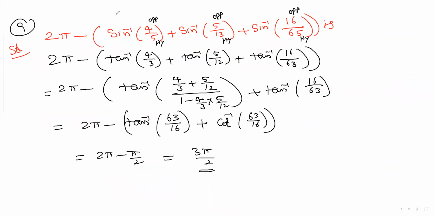Okay, now I am going to explain question number 9. 2 pi minus sin inverse of 4 by 5 plus sin inverse of 5 by 13 plus sin inverse of 16 by 65. So 2 pi minus, first convert in terms of tangent. If we have tangent, easy formulas are there.